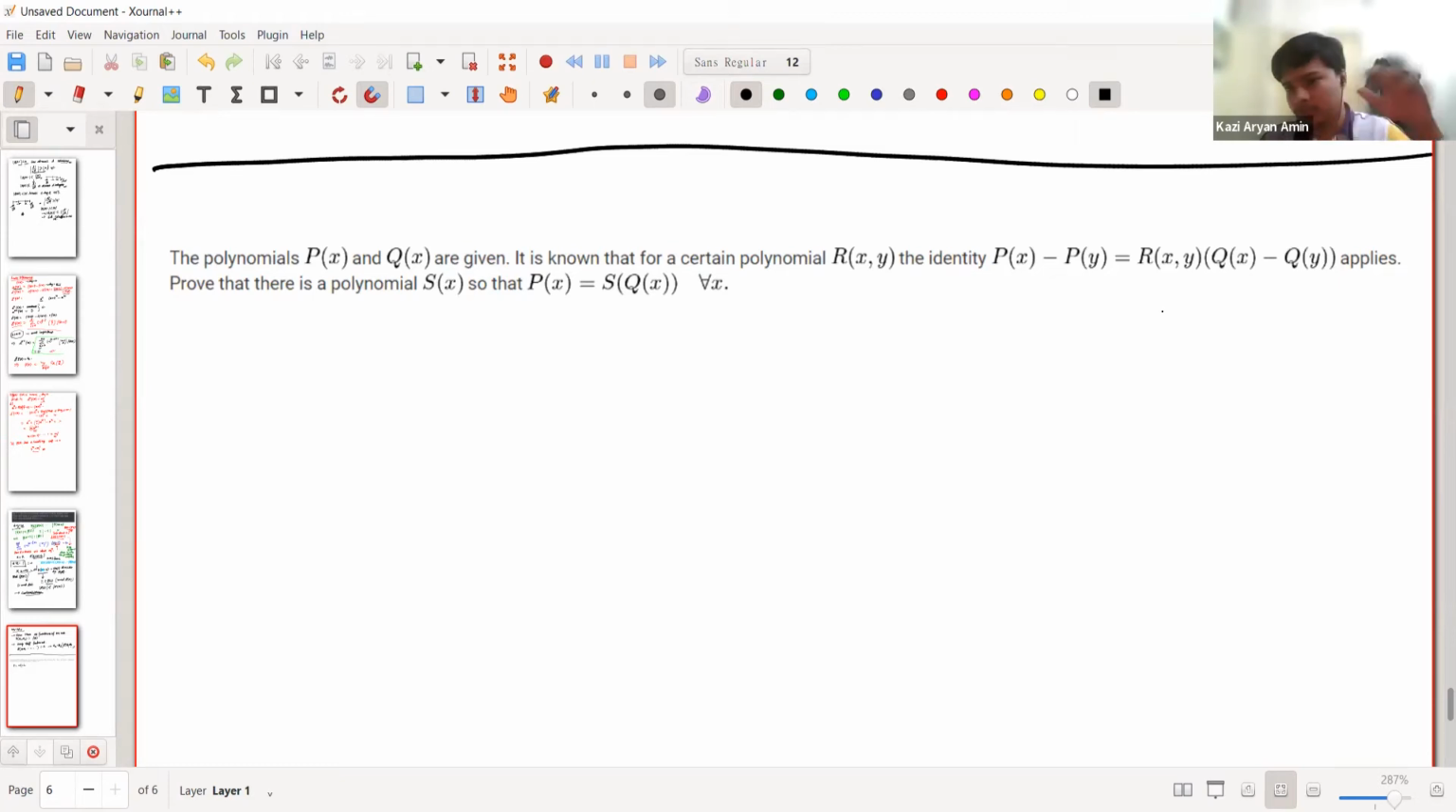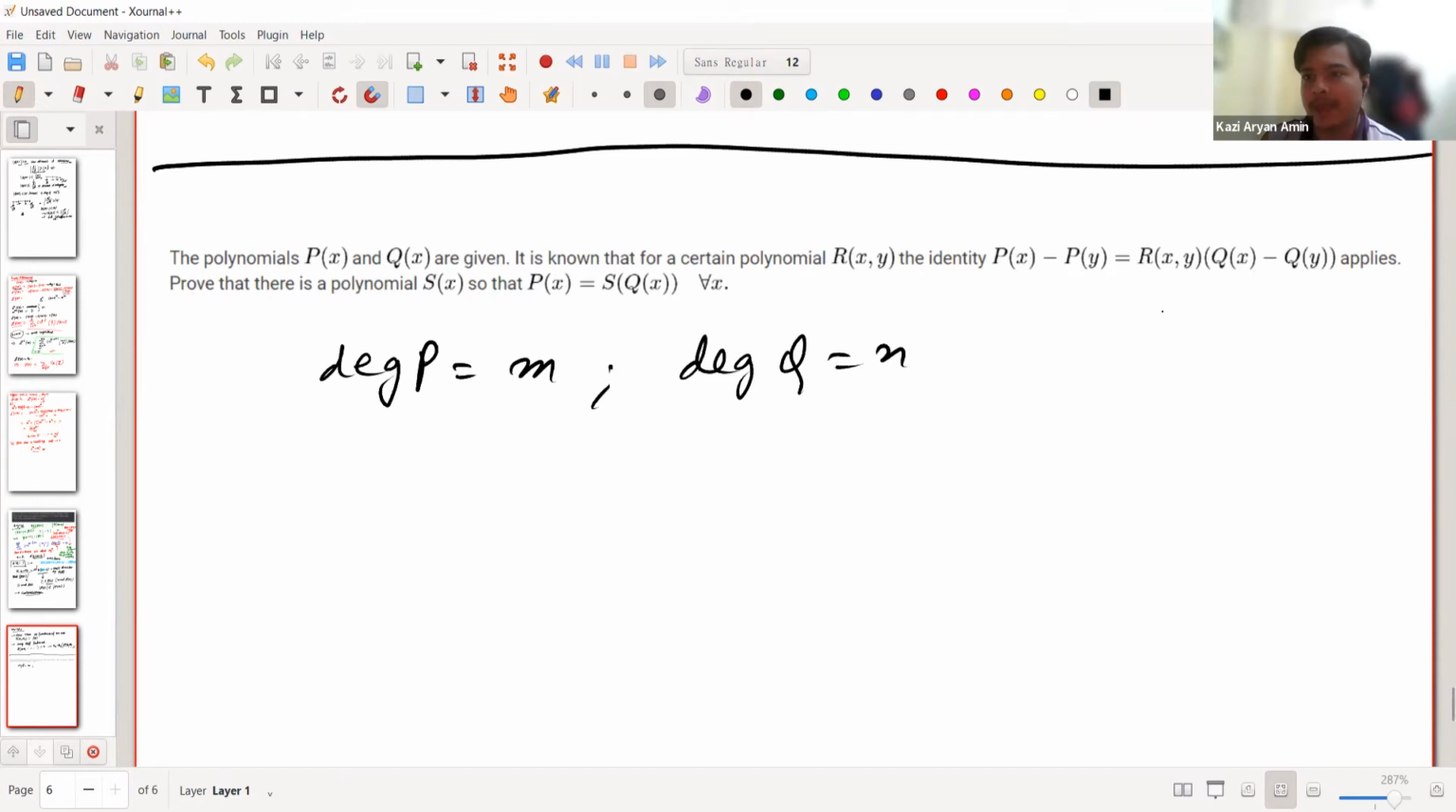I actually plan to show a solution using more divisibility ideas than degree stuff. But here's one way to proceed with the degree induction idea. I think I saw some kind of solution on AoPS that goes like this. Suppose degree of p is, let's say, m, and degree of q is, let's say, n, right?